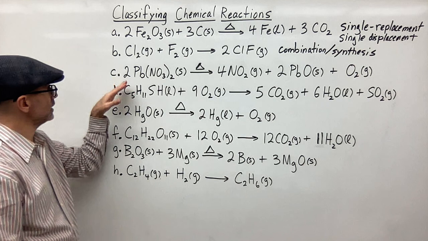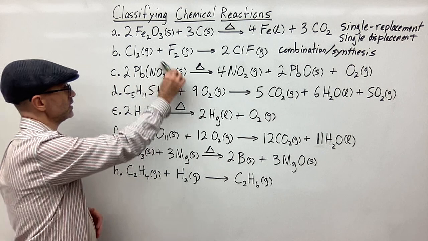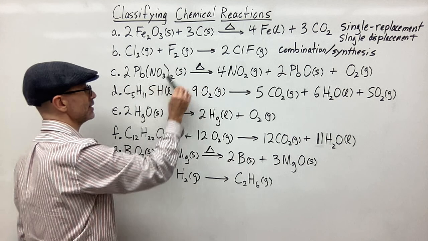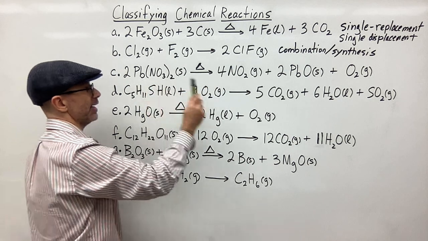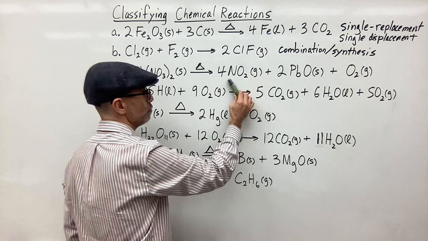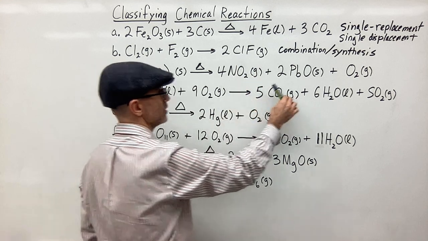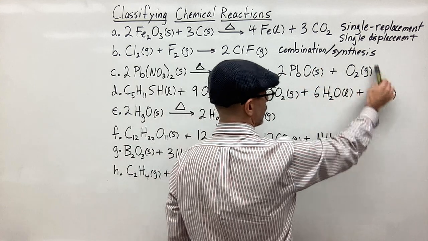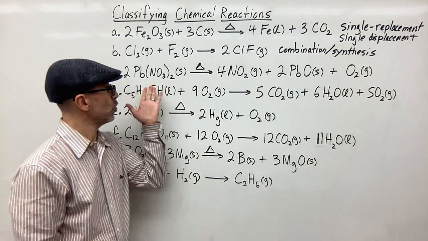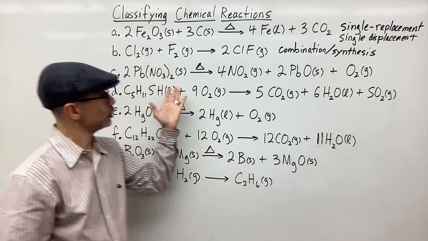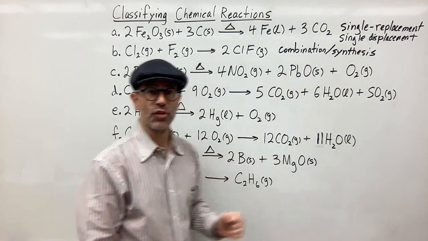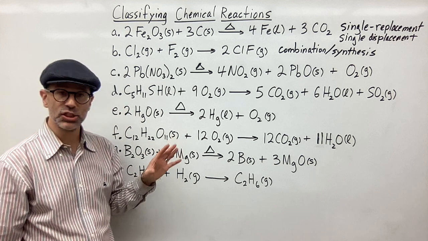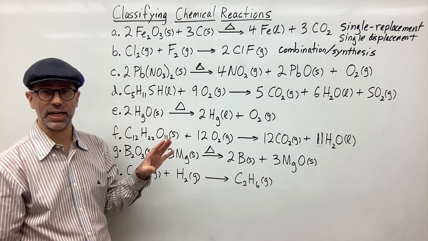All right, so for C, we have this substance here, lead 2 nitrate. Again, we're applying heat to this solid lead 2 nitrate, and we end up getting 4NO2, so nitrogen dioxide gas, some lead 2 oxide, and then we have oxygen gas. So here, we're going from one thing to different things. So in this case, this is a decomposition reaction. So this is the opposite of combination or synthesis.